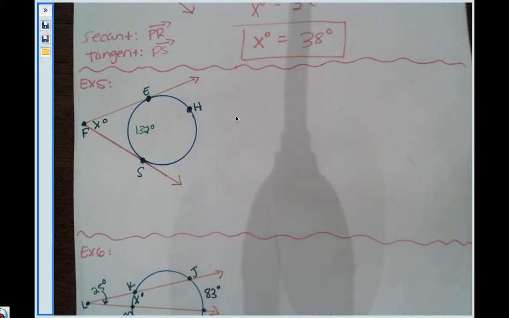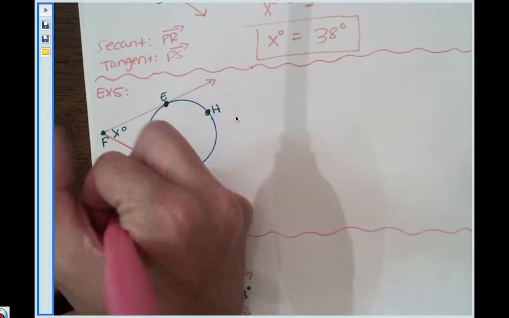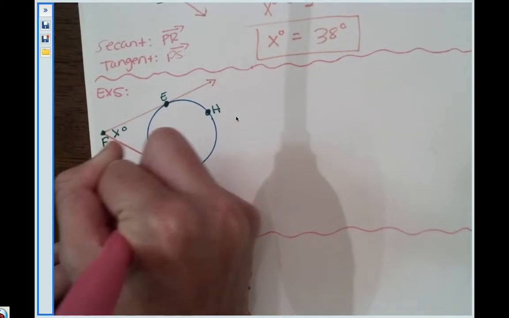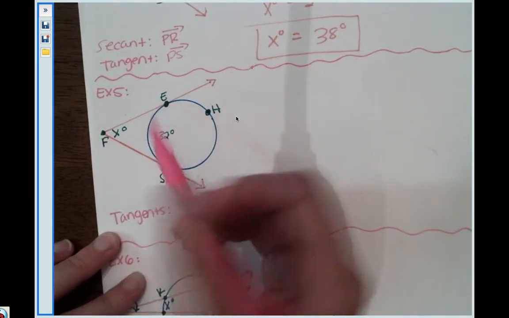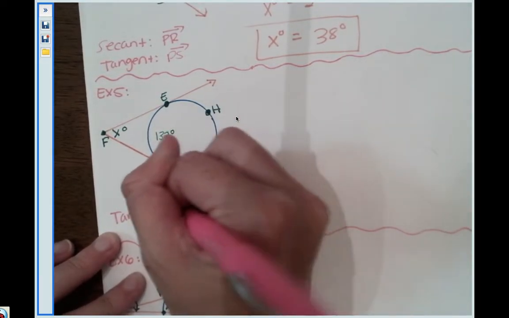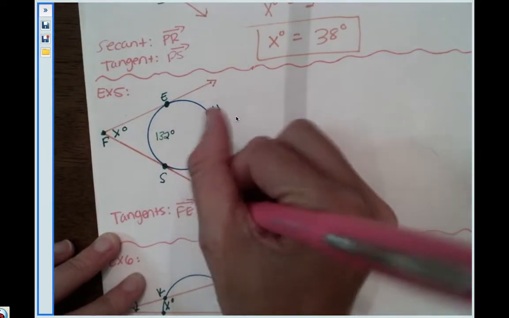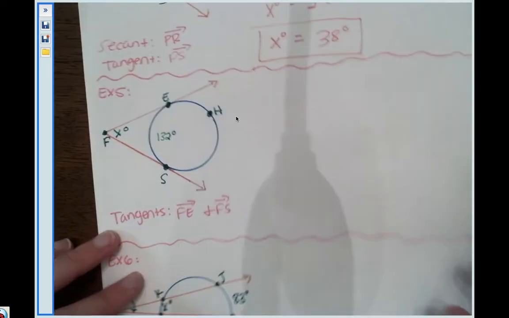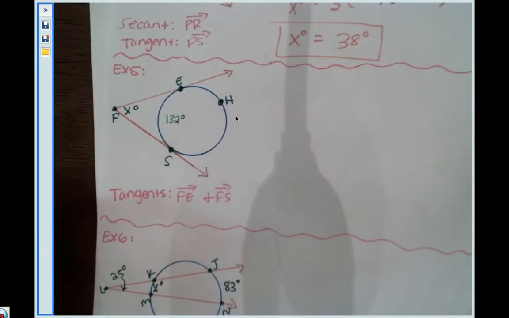So our 2 tangents, I'm going to go ahead and label them so we know what we're talking about. Our tangents are ray F to the E and ray F to the S. All right, and since we have 2 pieces that are intersecting outside of the circle, they could be lines, they could be rays, they could be segments, but in this case they are rays.